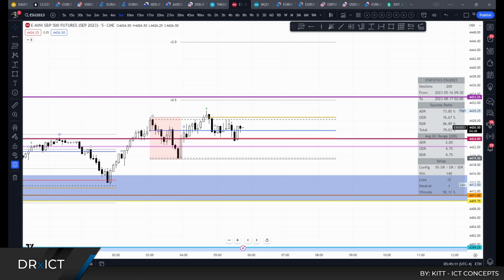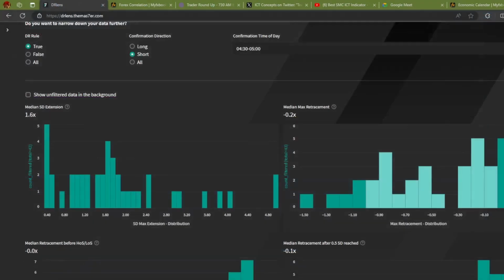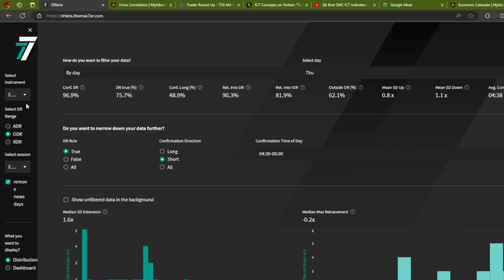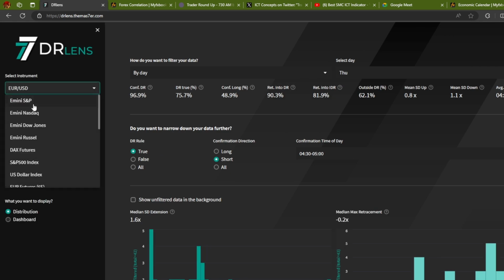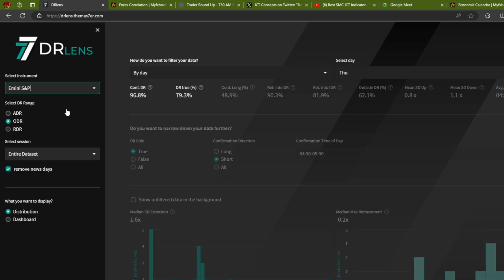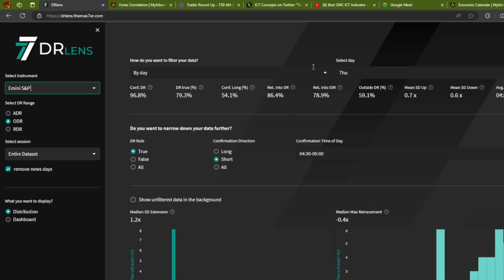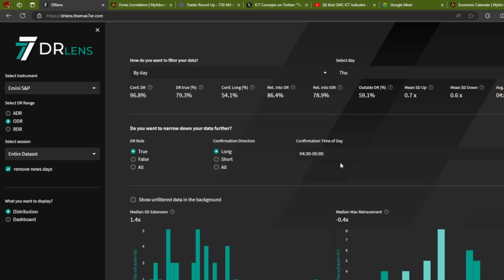Okay, change windows. Go live. We got one there. Now OBS, we have to do it there. Then we have to go back to the data. Now we're going to go to ES. From the ODR, we're on Thursday. I think we got a long going on, with a confirmation candle at 4:40.